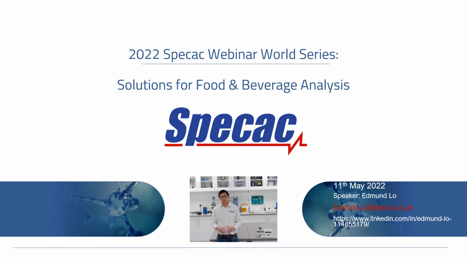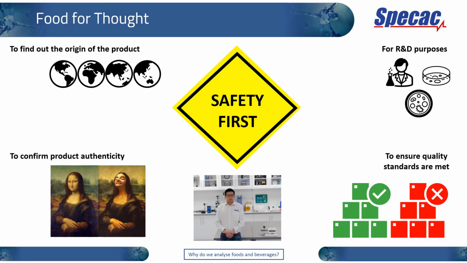In this month's edition, we're looking at FTIR solutions for foods and beverages. Now, there are several reasons for analysing foods and beverages using FTIR. So, for example, we want to find out the origin of the product we're consuming. The origin of the product very often corresponds to the traceability, environmental impact, and also freshness of the food.